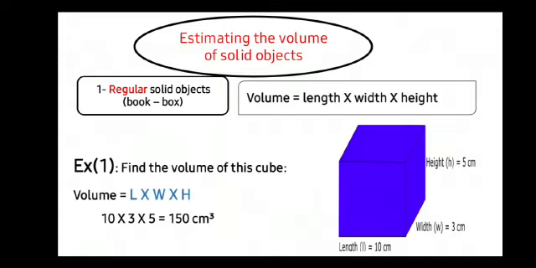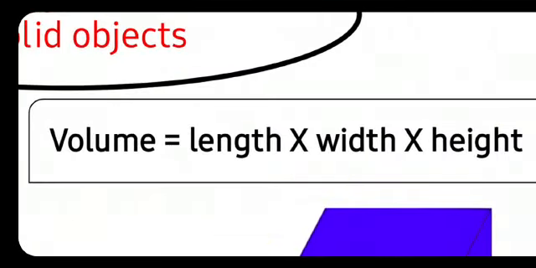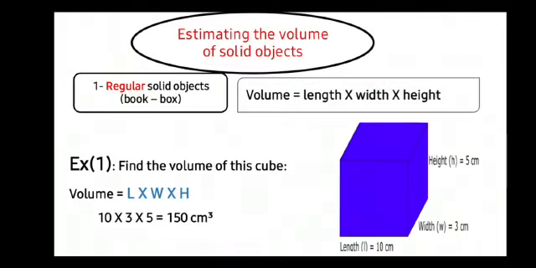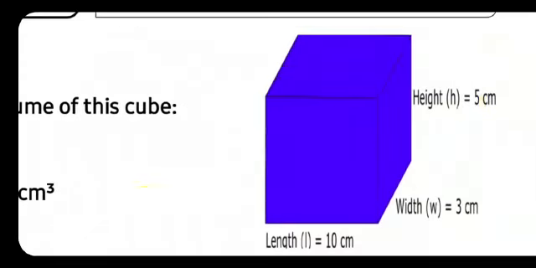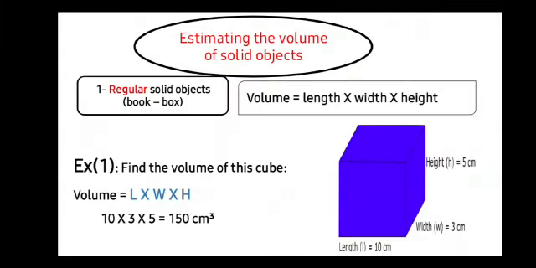So I can estimate or measure the volume by this law: length times width times height, L times W times H. Okay, Junior 4? Here, length is 10 centimeters, width 3 centimeters, height 5 centimeters. So the volume will be 10 times 3 times 5 equals 150 cubic centimeters. I can't say 150 cubic meters, because the dimensions are in centimeters, so the volume will be in cubic centimeters.